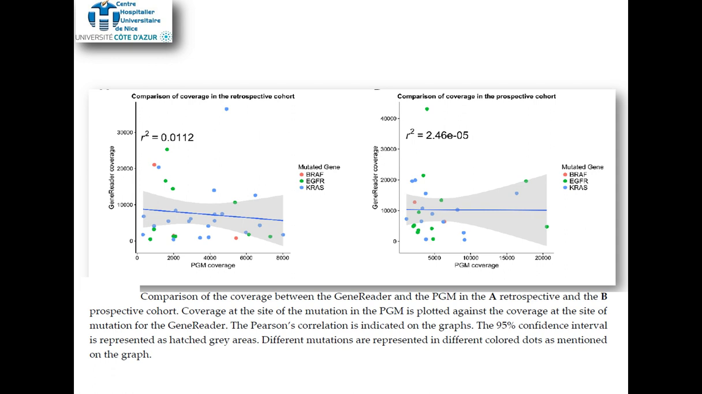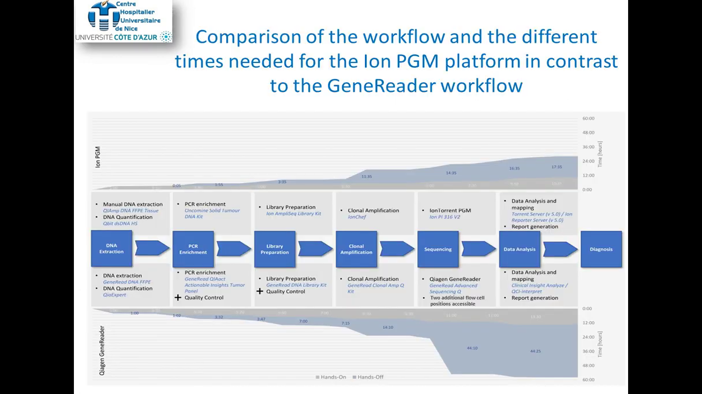Once again, this figure shows a comparison of the workflow and the different times needed for the Ion PGM workflow in contrast to the GeneReader platform. The central graph shows a comparison of the different steps needed from nucleic acid extraction to diagnosis, as well as required chemicals and equipment depicted in blue.